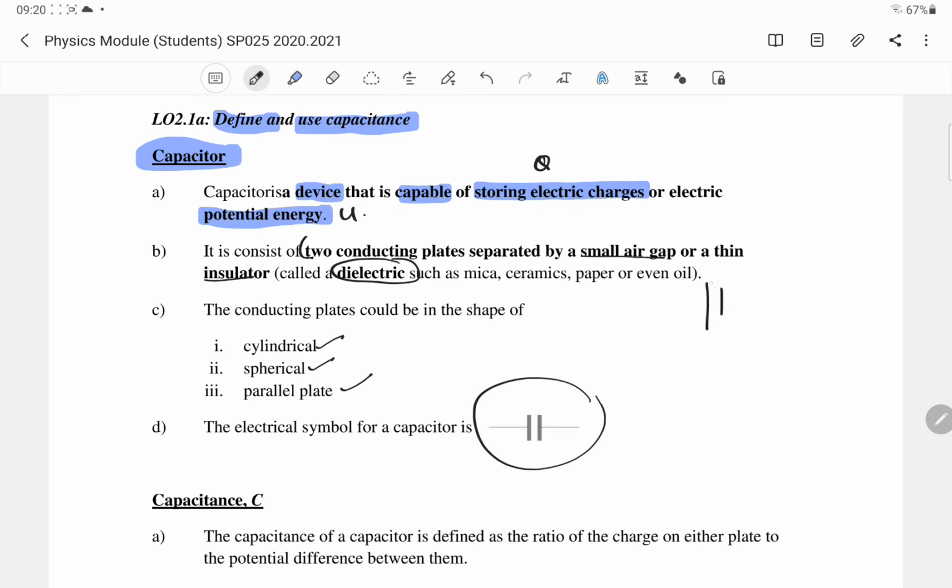And dia berbeza dengan power supply. Power supply satu pendek, satu panjang, satu pendek. Positif, negatif. Ini power supply. And then capacitor bentuk macam ni. Okay, satu anode, satu cathode. Okay, ini adalah bentuk capacitor.